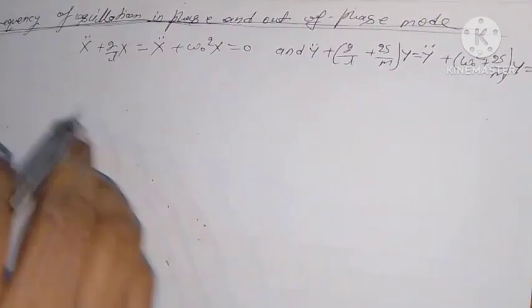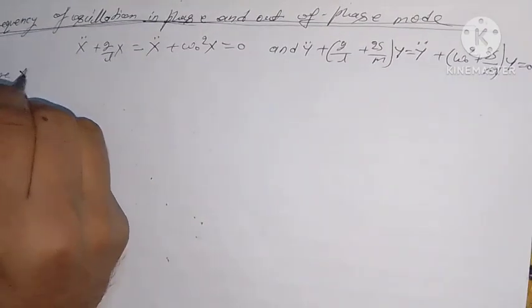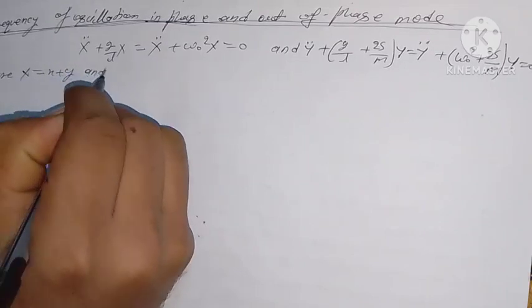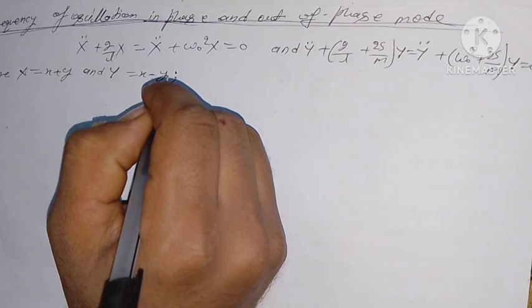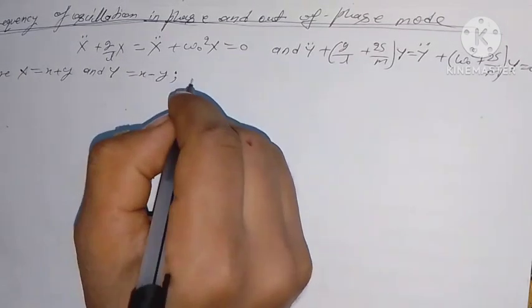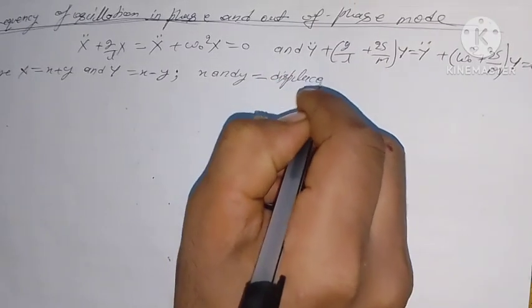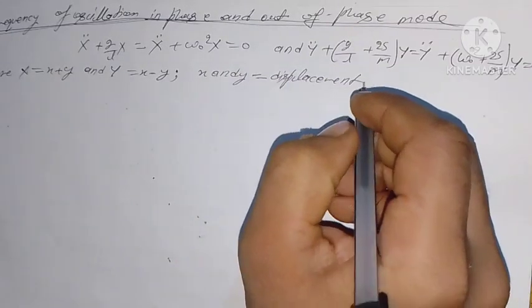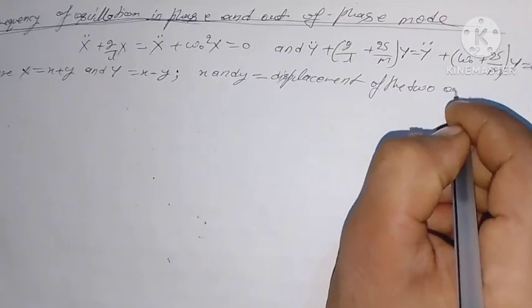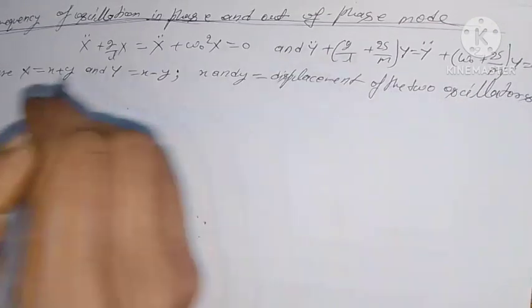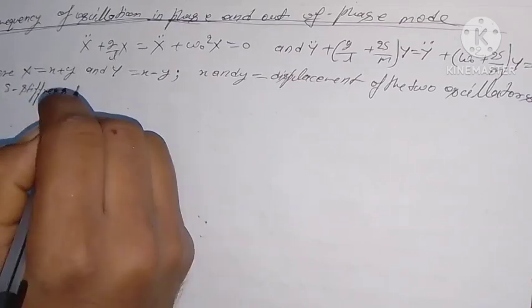Where capital X equals small x plus y, and capital Y equals x minus y, x and y being the displacements of the two oscillators, s the stiffness and m the mass.